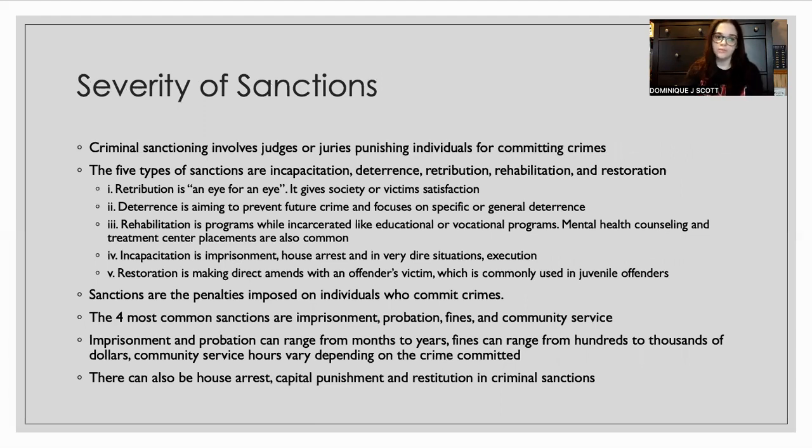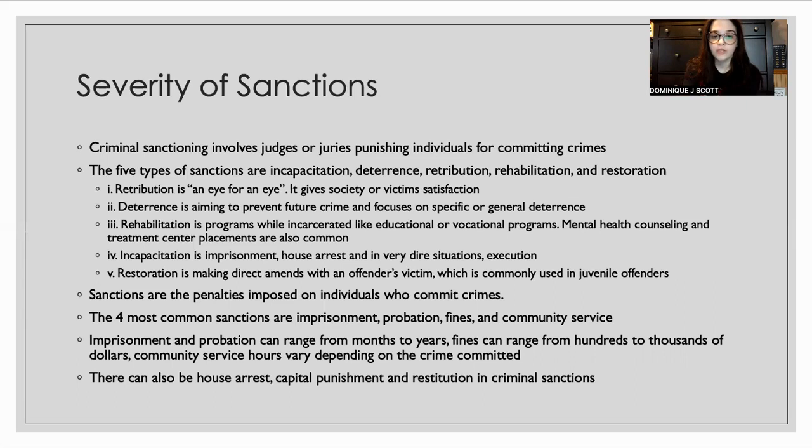Severity of sanctions. Criminal sanctioning involves judges or juries punishing individuals for committing crimes. The 5 types of sanctions are incapacitation, deterrence, retribution, rehabilitation, and restoration. Sanctions are penalties imposed on individuals who commit crimes. The 4 most common sanctions are imprisonment, probation, fines, and community service.